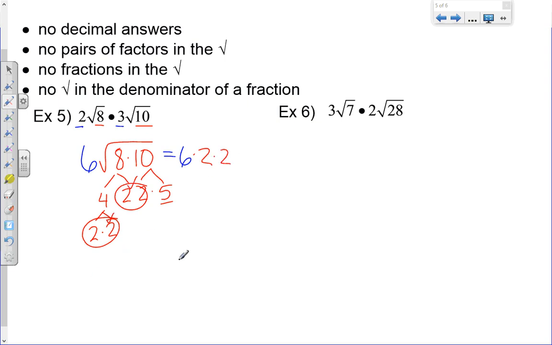Remember, even though there's a 4 and an 8 and a 10 under there, guys, those don't exist because you're only looking at the bottom of the factor tree. I've got to do this multiplication outside. 6 times 2 is 12, times 2 is 24. Square root of 5.